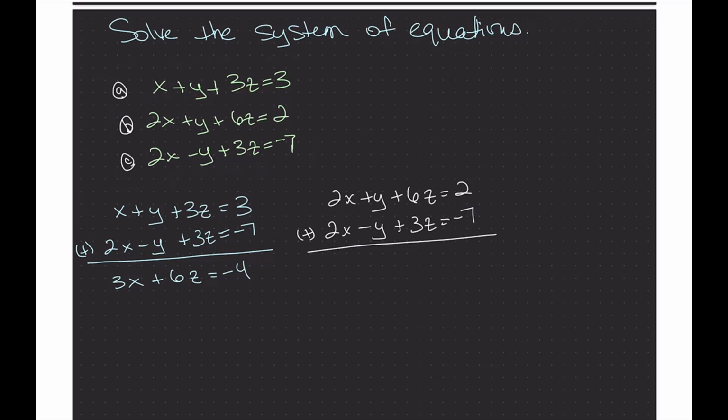We're going to add these two systems together. First, we're going to check our y coefficients. They're opposite signs of each other, so we know that they're going to eliminate. So when we add these together, we get 4x. My y's are eliminated. Plus 9z, and that's going to equal negative 5. Right?